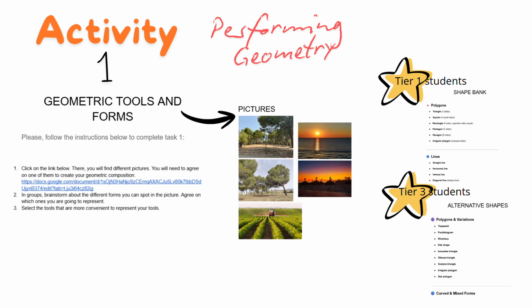Our learners will have to work in groups. They will have to select a landscape to create a geometric composition of it. Our learners will brainstorm the shapes spotted, and they will agree on the ones they will use to represent the landscape. For this activity, we have created in the same file for Tier 1 students a shape bank so that they know the name and form of basic shapes. And for Tier 3 students, an alternative shape bank to provide them with advanced vocabulary regarding geometric shapes. They will suggest the colors that will be given to the different shapes and their meanings too.